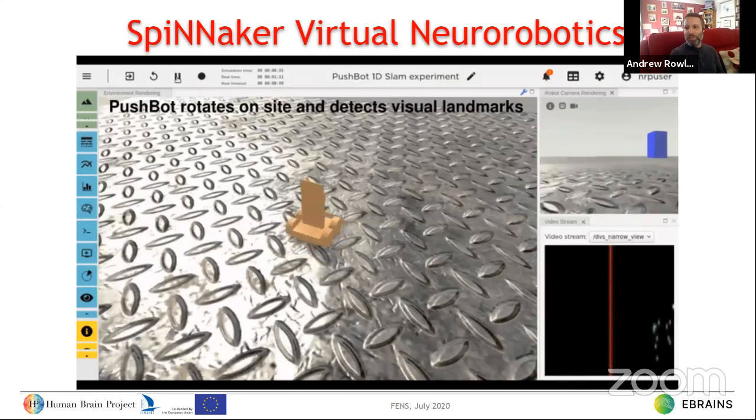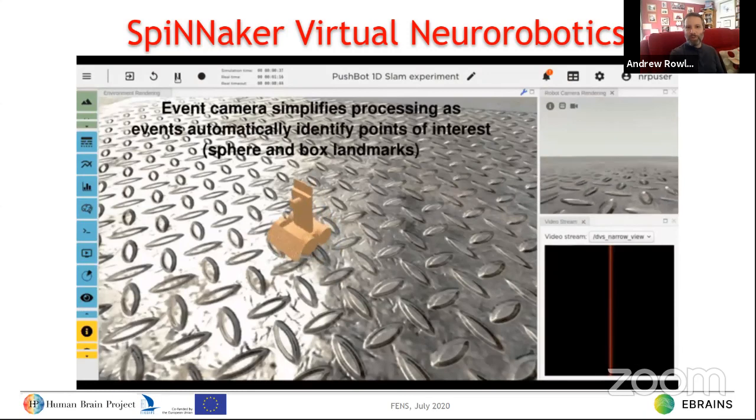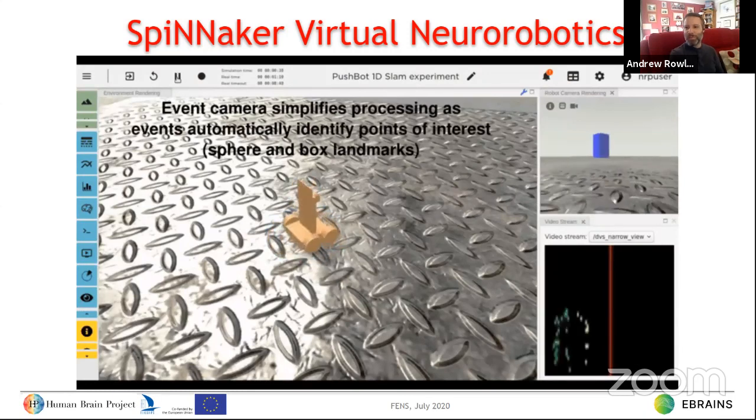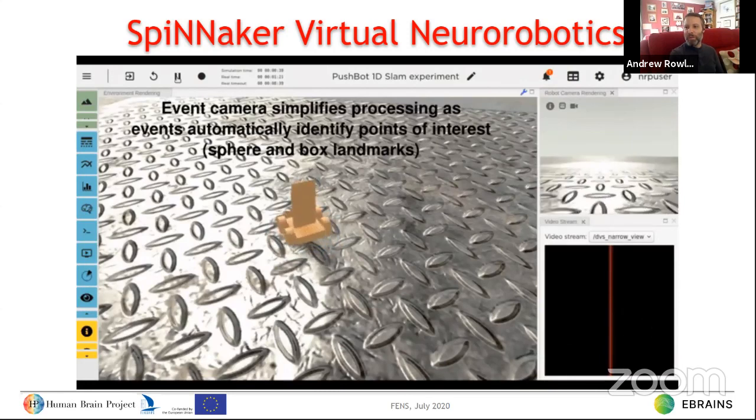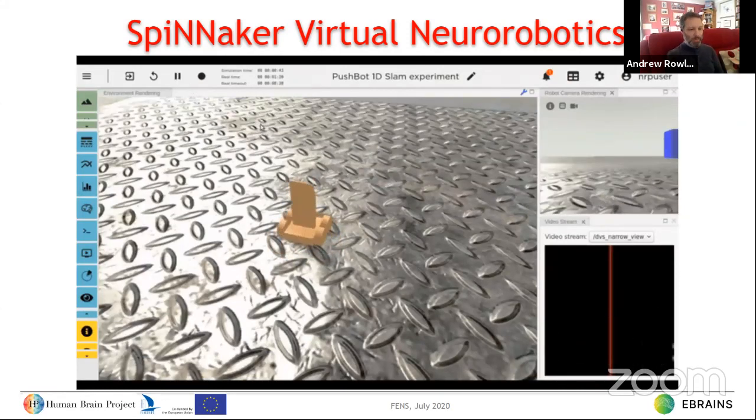So here is an example. It's detecting landmarks, and then it's able to work out where it is in an environment based on those landmarks. So you can see it sort of spinning around here, and every time it passes a landmark, you can see the spikes coming up. And when it's not seeing anything interesting, you don't see any spikes, and that's the exciting part of this. So yeah, there's some examples.